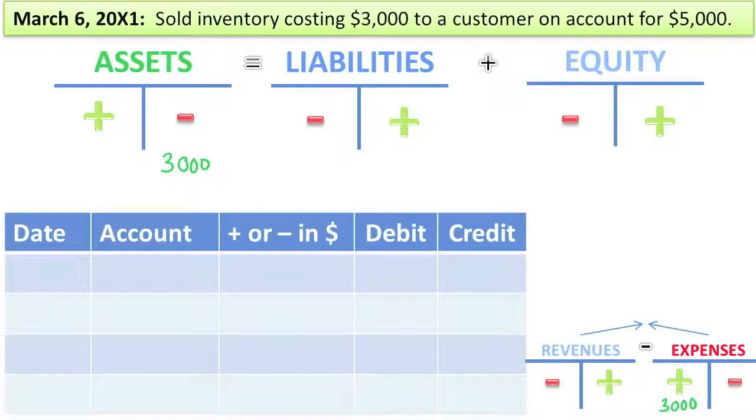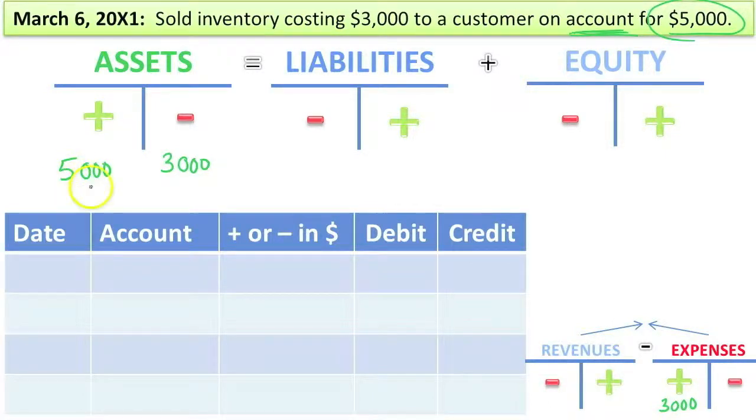The second part is, what did we get in return? So we gave something up and incurred an expense, but what did we get in return? We got a promise to be paid $5,000. From prior videos, you would know that a promise to be paid is called an account receivable. So that's an asset. We have more of this promise to be paid, $5,000.